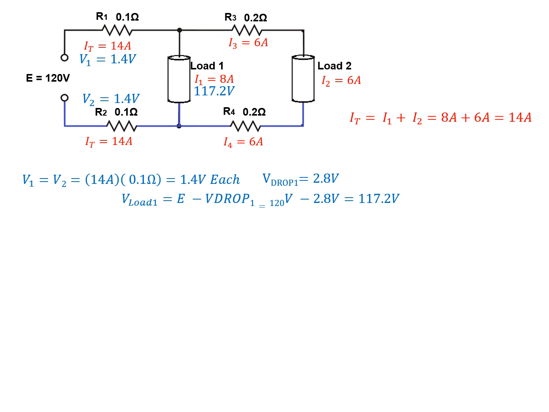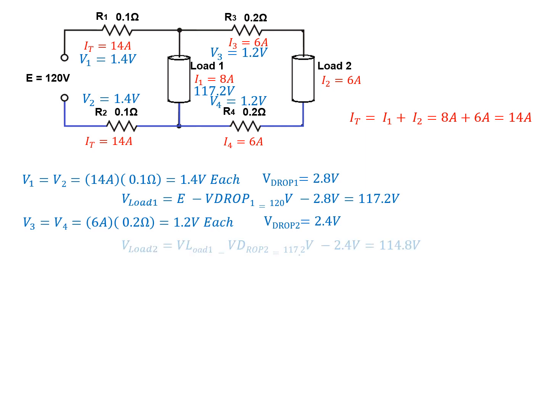Knowing that the back loop is fed from the first loop, we can use that value to carry on and solve the second loop's values. So our voltage drop in our second loop works out to be 1.2 volts each wire, or 2.4 volts. 117.2 take away our total loop voltage drop leaves us a remainder of 114.8 volts to load 2.